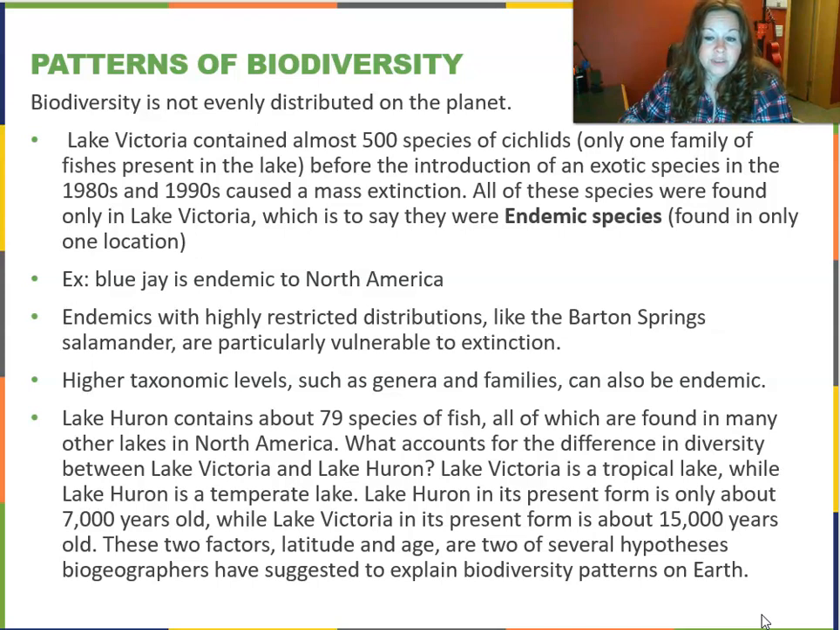But what accounts for the difference in diversity between Lake Victoria and Lake Huron? Lake Victoria is a tropical lake, while Lake Huron is a temperate lake. Lake Huron in its present form is only about 7,000 years old, while Lake Victoria in its present form is about 15,000 years old, over double. These two factors, latitude and age of the lake, are two of the several hypotheses that biogeographers have suggested to explain biodiversity patterns on Earth.